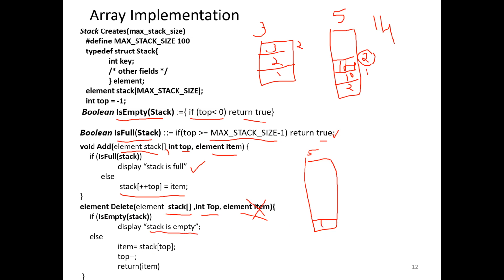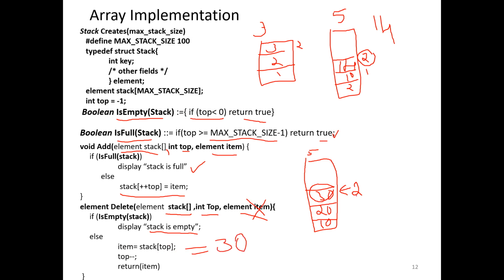Another case we'll take. My elements in the stack are 10, 20, and 30. I will go for the deletion operation. Top value is 2. Okay. Is top value -1? Is empty is testing the top value, whether it is less than 0 or not. It is not less than 0, it is not -1. That means it is not empty. So what to do? Pick up this element 30. Item value is 30.